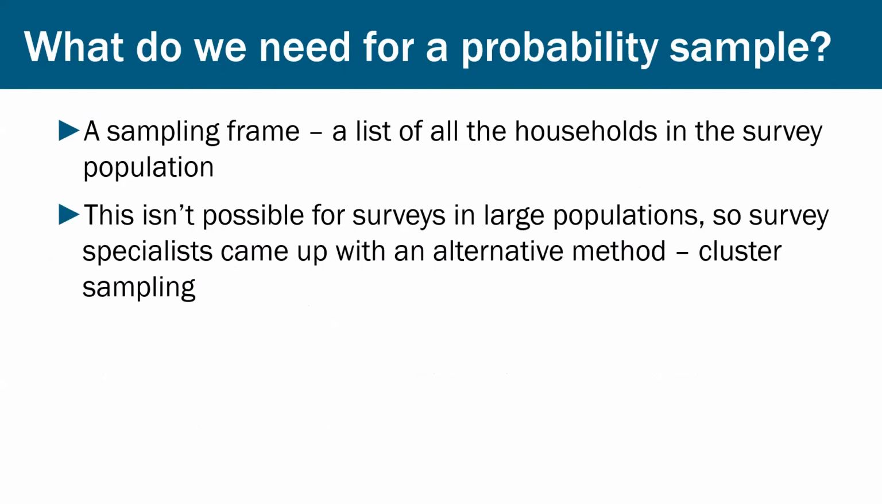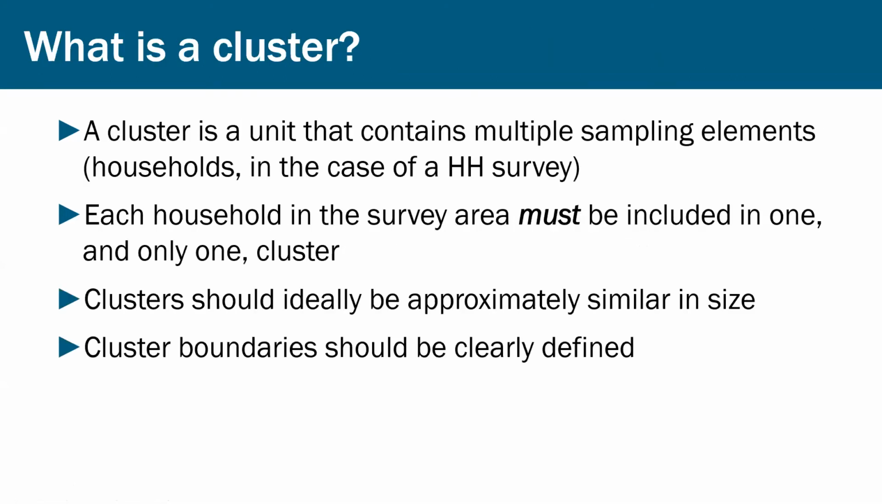So what we need for a probability sample is basically a sampling frame, which is a list of all of the households in the survey population. So this is not possible when we do surveys in large populations like a district or a region. So what people came up with many, many years ago is this idea of cluster sampling, where we divide up the area that we're interested in into clusters that we can list out. So we develop a sampling frame of clusters, we select a cluster, and then we can enumerate all the households in that cluster, and that gives us the sampling frame of households in the cluster.